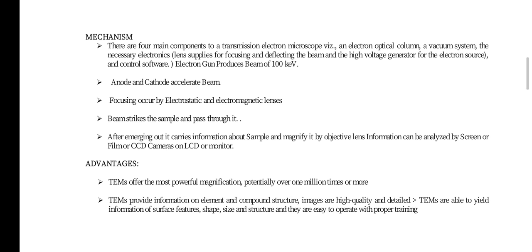There are four main components to a transmission electron microscope: an electron optical column, a vacuum system, the necessary electronics, a lens supply for focusing and deflecting the beam, and the high voltage generator for the electron source, and control software. Anode and cathode accelerate the beam, and focusing occurs by electrostatic and electromagnetic lenses.